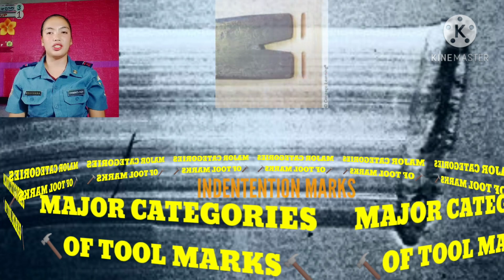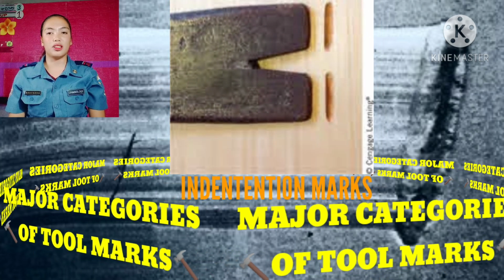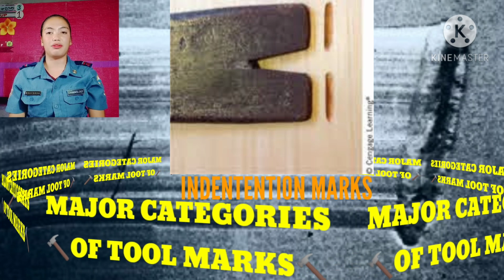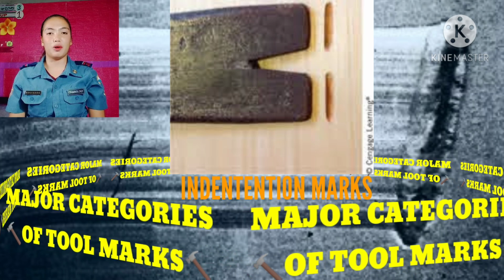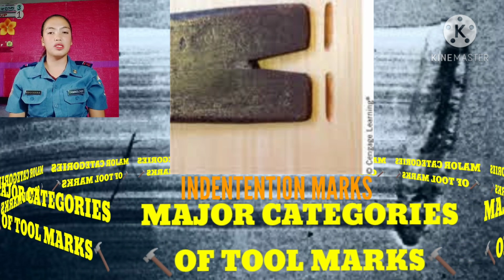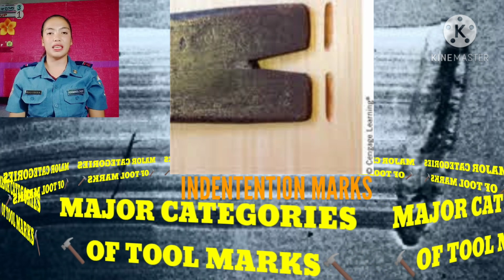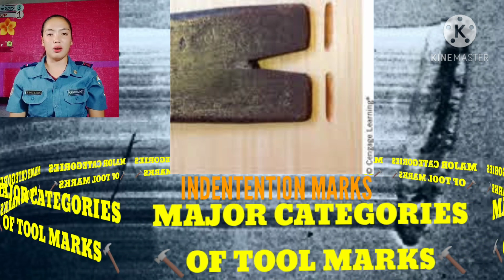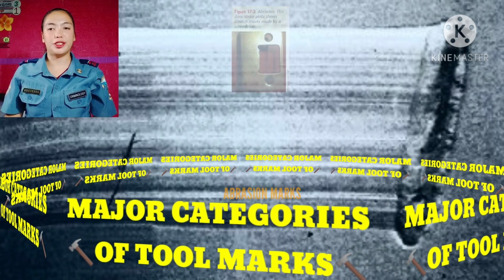And now, let's talk about the major categories of tool marks. First is the indentation marks. These are made by a tool when it contacts a softer surface, forming a negative impression. So, dito naman, for example, yung hammer nagkaroon ng contact with the old wood, maglulose down ng konti yung natamaan ng hammer na yun and hindi na siya magiging ka-align nung original level ng old wood.